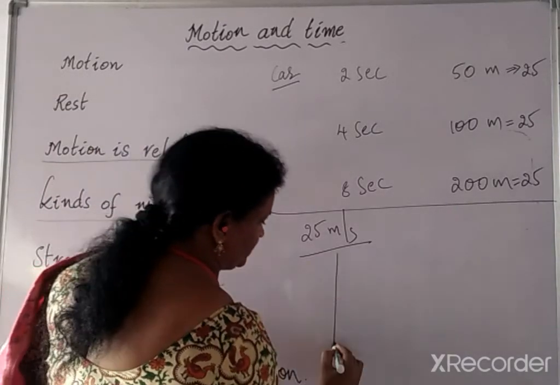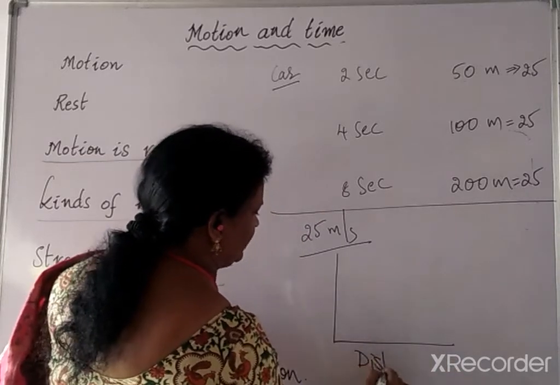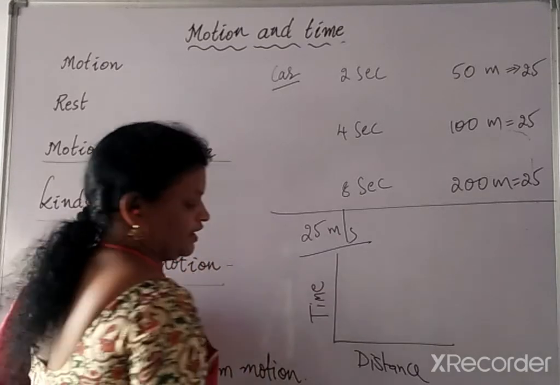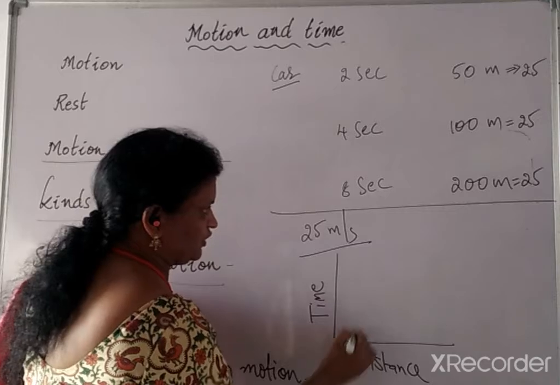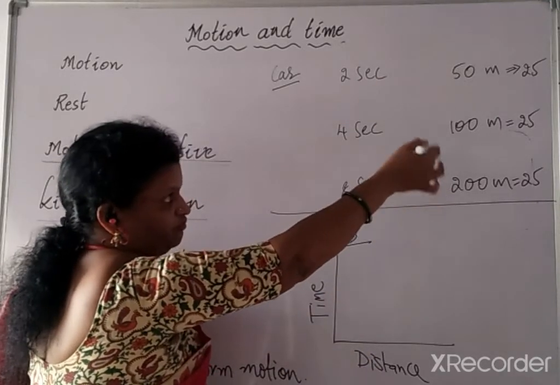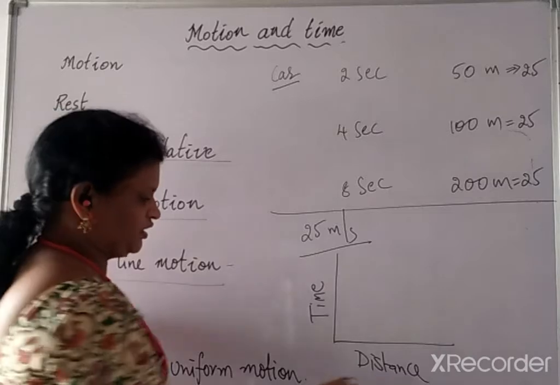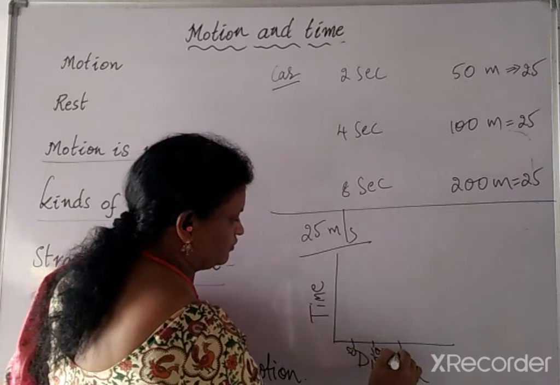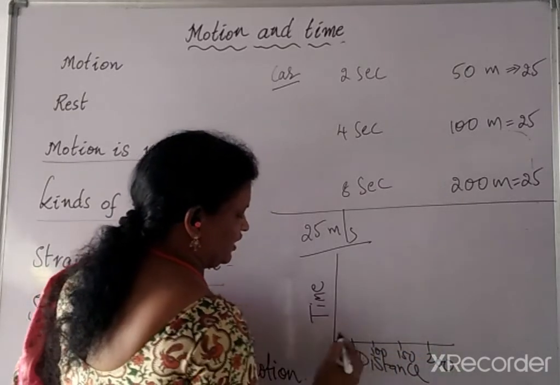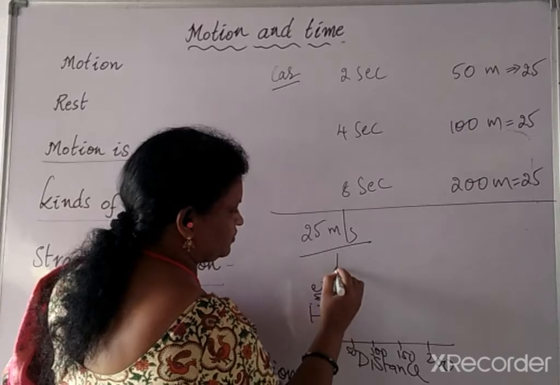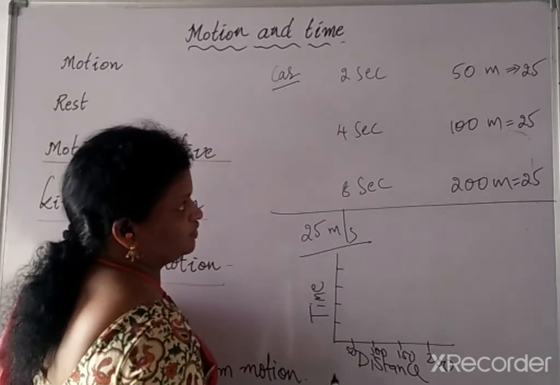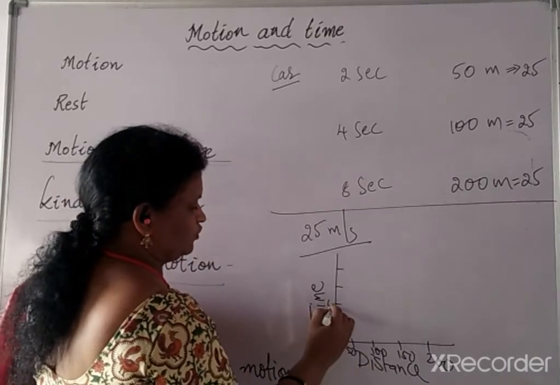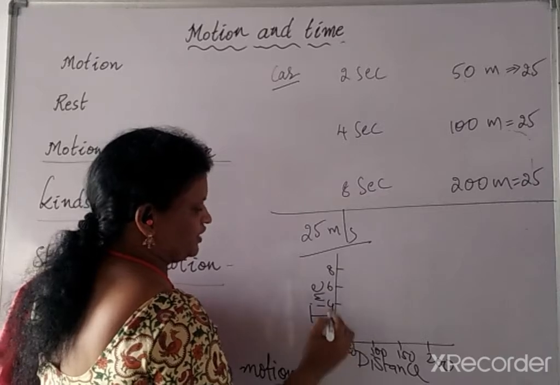So how do we draw the graph here? We have to take distance on the x-axis and time on the y-axis. Whenever we take it like this, we take the values we took earlier: 50 meters, 100, 200. Here every unit I am taking as 50, so it becomes 50, 100, 150, 200, and here we can take hours or seconds. Since we have taken meters, I am taking seconds. So let me take 2, 4, 6, 8, because every unit is 2 seconds.